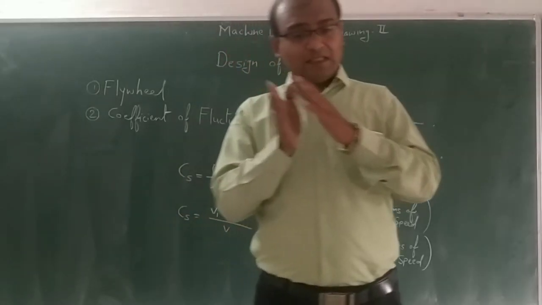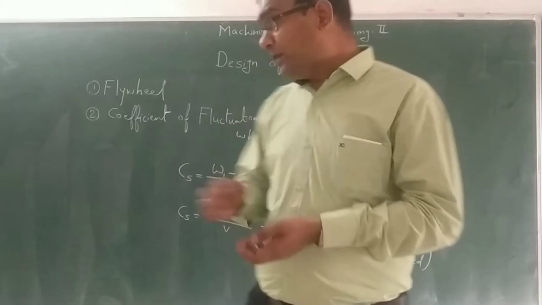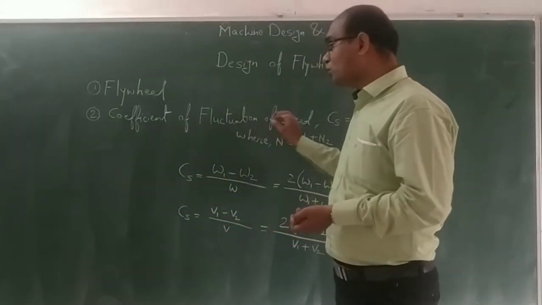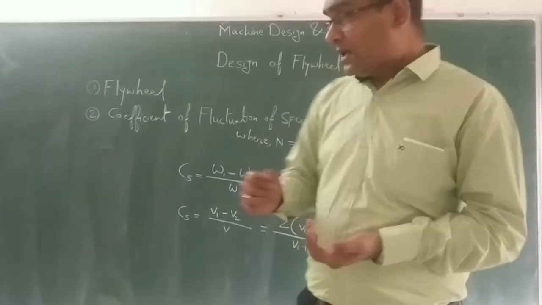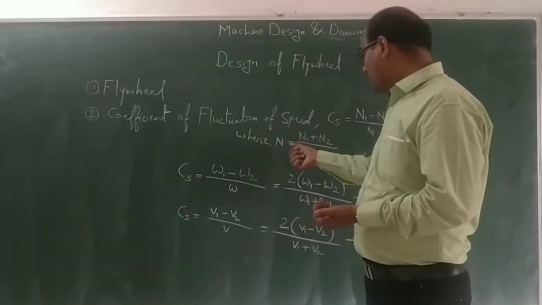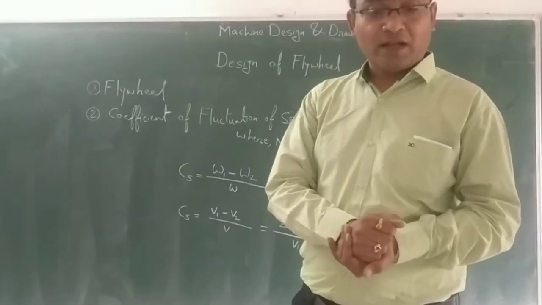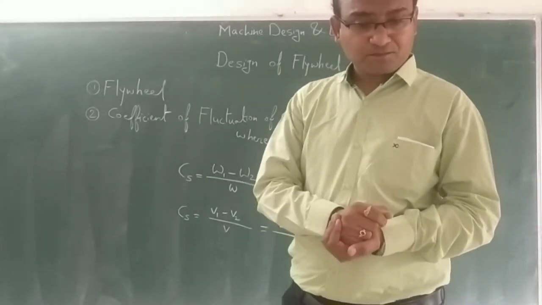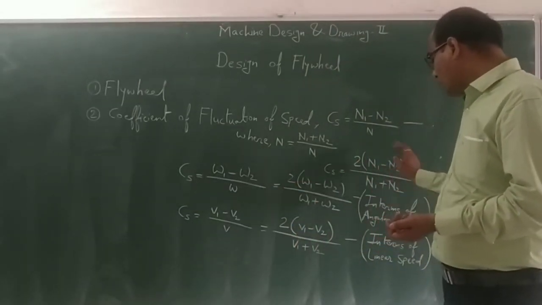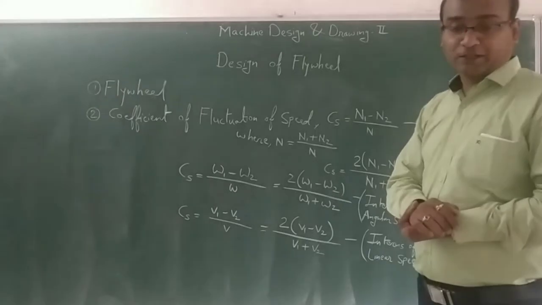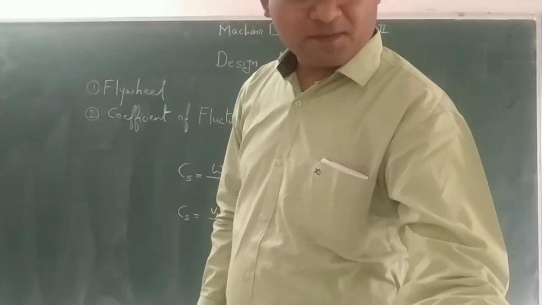Then we can see the three different types of formulas related to the coefficient of fluctuation of speed. That is, CS equals N1 minus N2 upon N, which means twice N1 minus N2 upon N1 plus N2. That is for the fluctuation of speed.